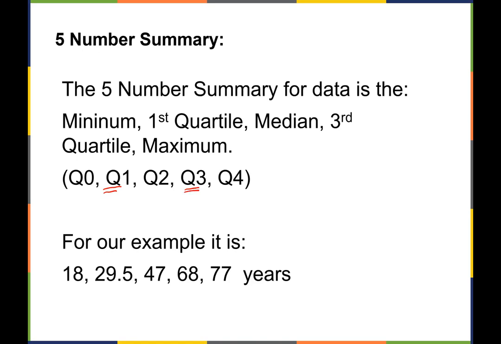We actually sometimes refer to these as Q0, Q1, Q2, Q3, and Q4. Q0 means the 0th quartile, that's your minimum. 1/4 of the way, 2/4 of the way, 3/4 of the way, and 4/4 of the way. So in our example, the 5-number summary is 18, 29.5, our median of 47, 68, the third quartile, and the maximum value of 77.